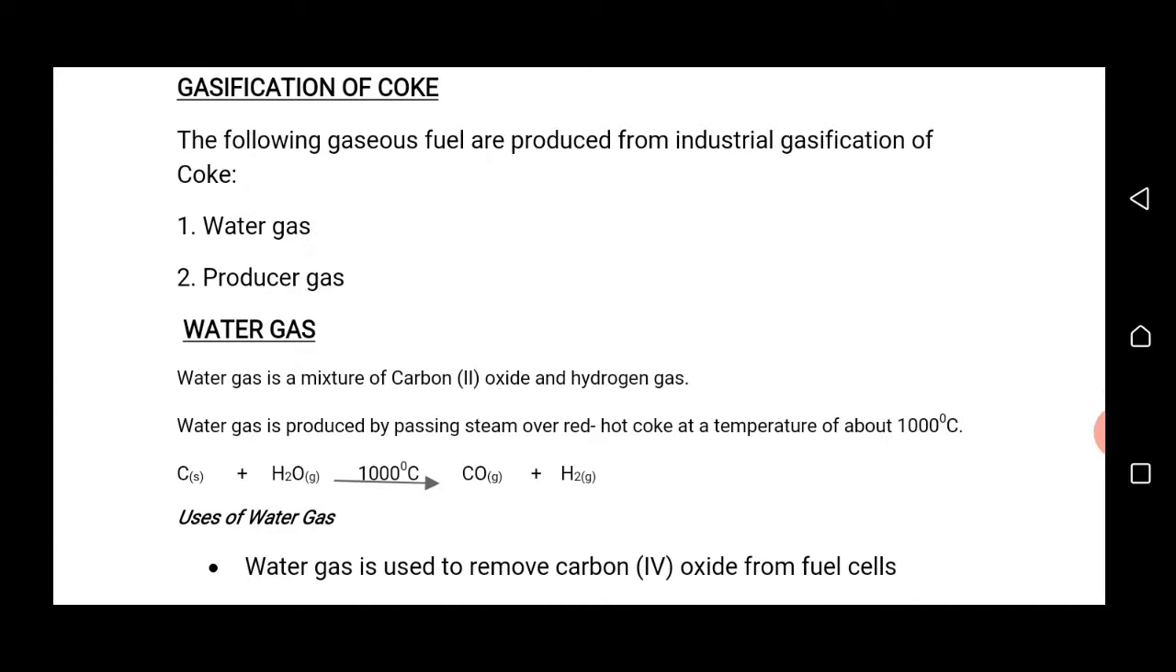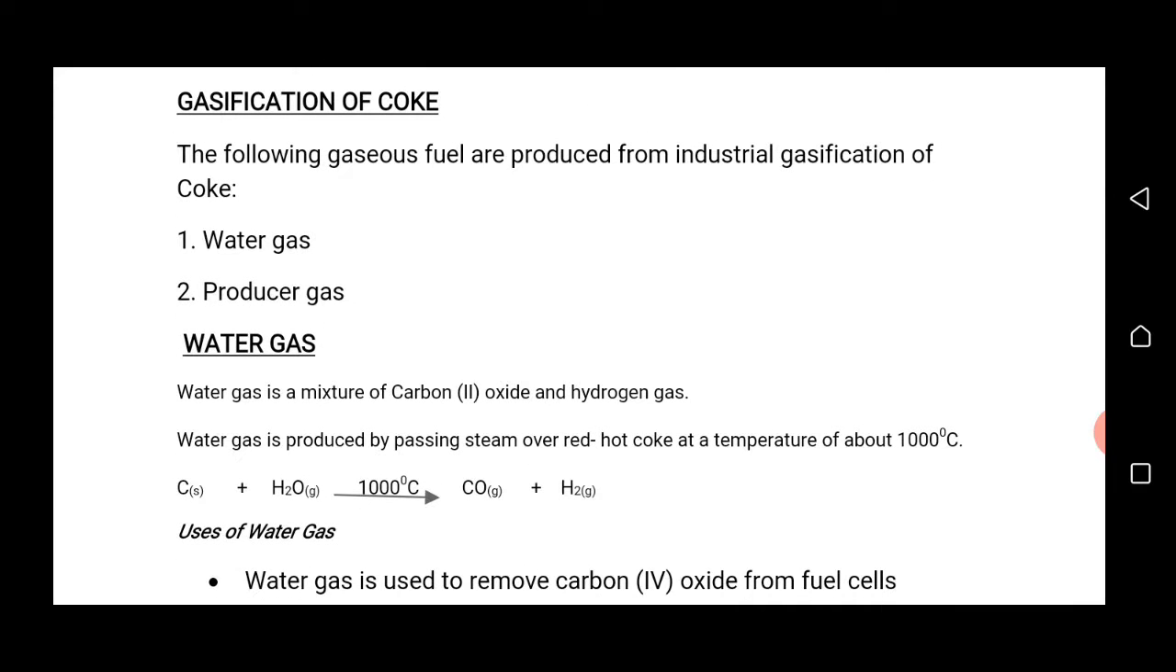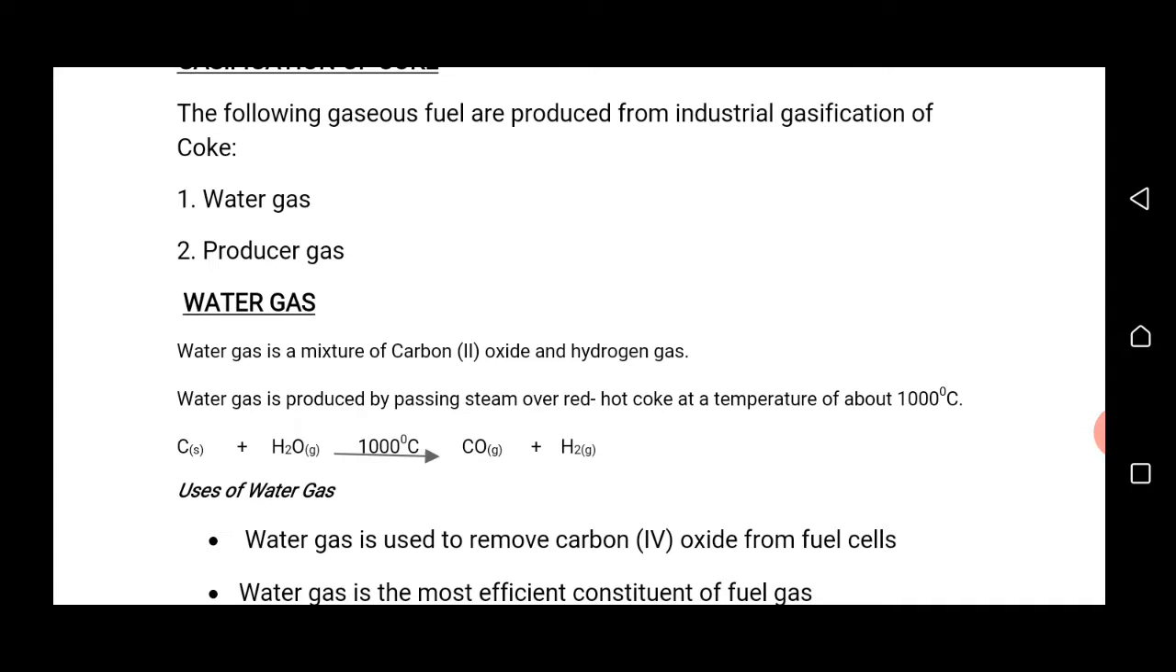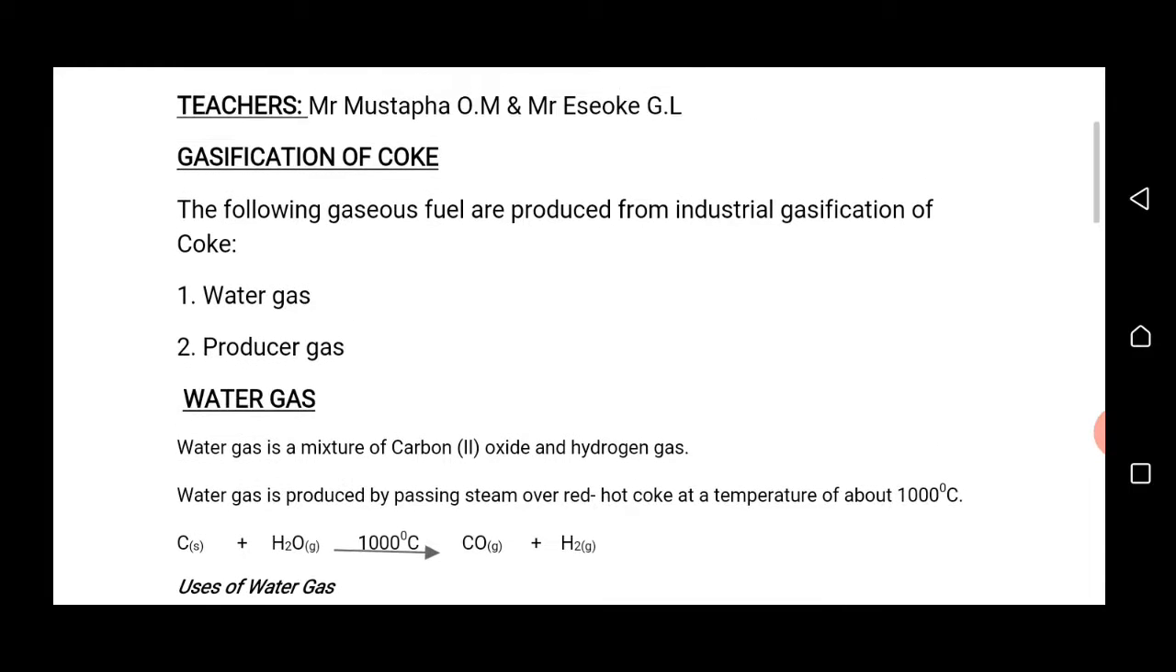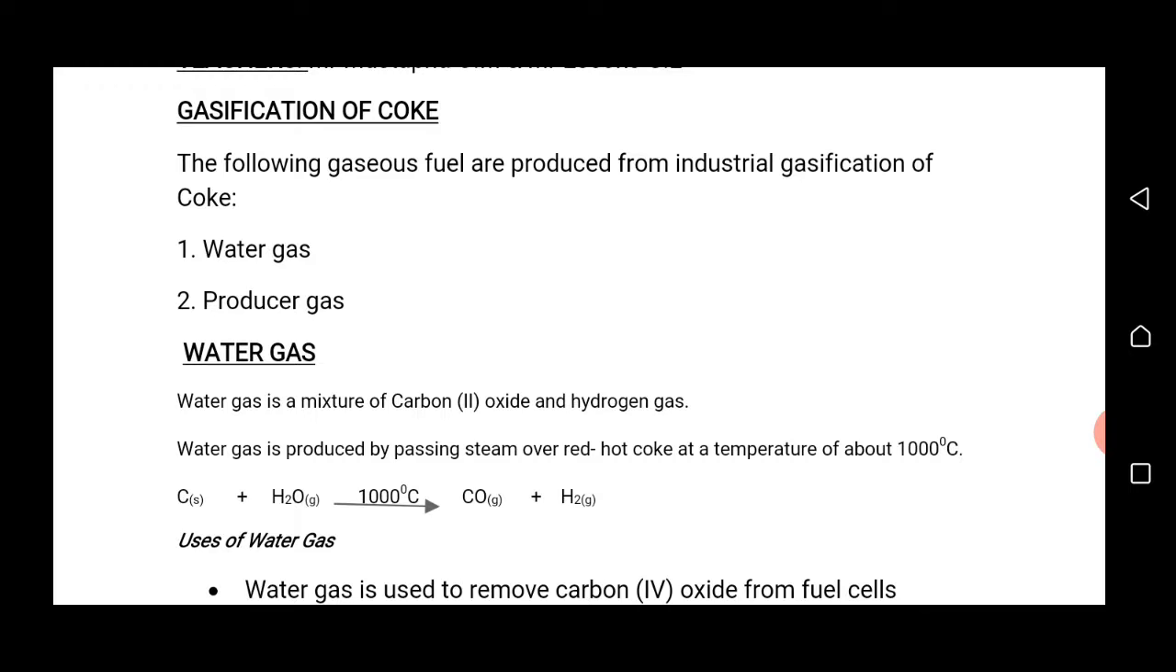In our last class, we talked about the destructive distillation of coal, and we said one of the products of the destructive distillation of coal is coke, and coke is useful especially in the production of fuel gas such as water gas and producer gas. This is the origin of gasification of coke.